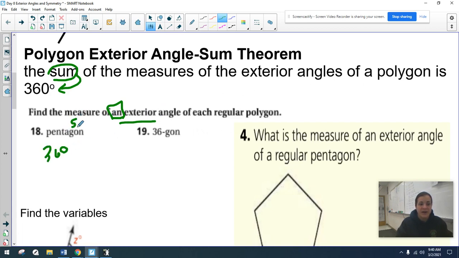Pentagon is going to give me 5 sides, so that's the one I was just doing up there. You just have to cut them, and since it says regular, they're all equal. So you just have to cut it into 5 equal angles. So that's what I was doing up there. That's 72 degrees for this one.